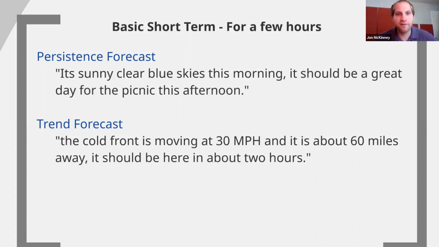Trend forecast. Now you're starting to try to look into the future a bit, analyzing other variables than what's happening right here, right now. For a trend forecast, maybe the example could be that there's a cold front moving about 30 miles an hour. That's a pretty fast moving weather system. It's about 60 miles away, so it should be here in about 2 hours. That would be a trend forecast. Again, it's just another way to develop a short-term forecast.